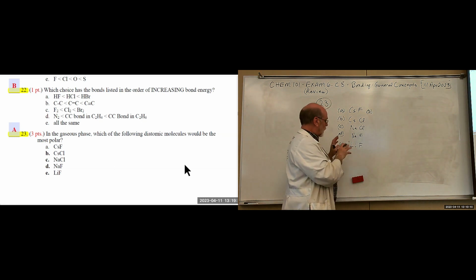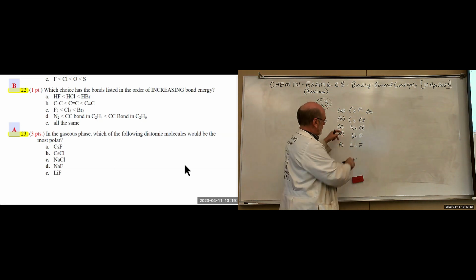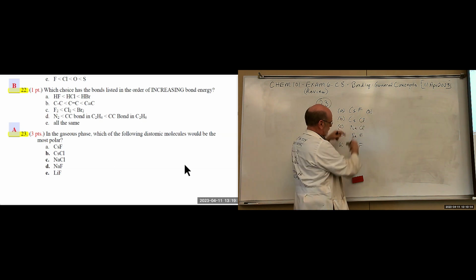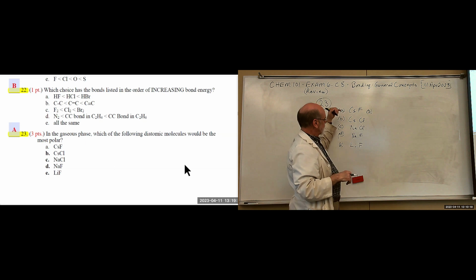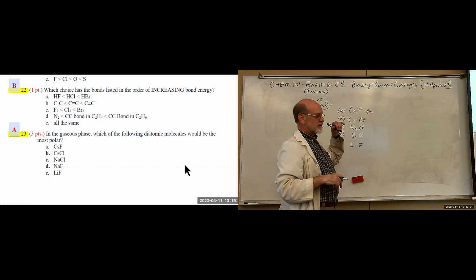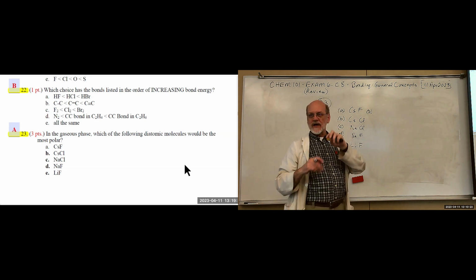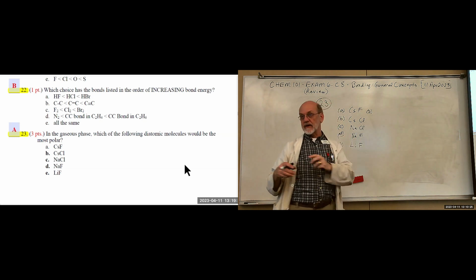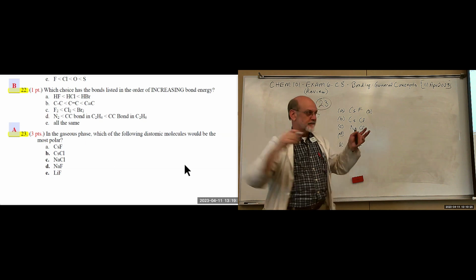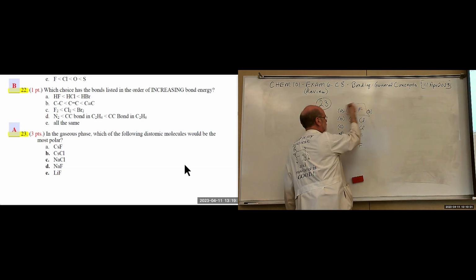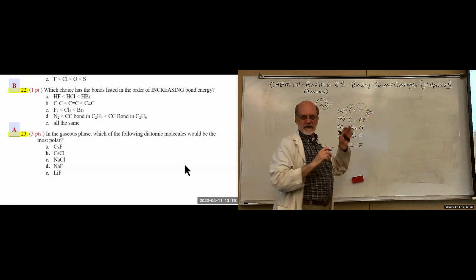So now knowing that, all of these look like they're ionic, except they're in the gas phase. The bond would be the most polar for the two atoms that are furthest apart on the periodic table. Cesium's way down there in the lower left, fluorine in the upper right. So after that little explanation, then we're good.